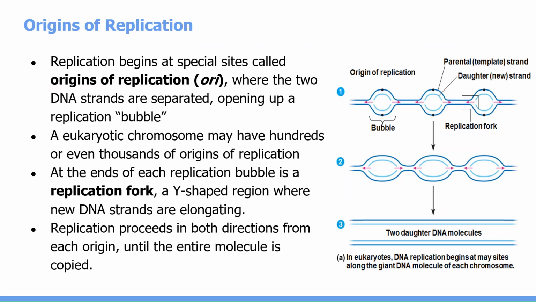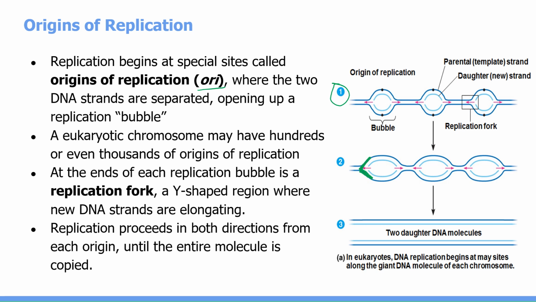So let's start with DNA replication. Replication begins at a special site called the origin of replication, or ORI, where the two DNA strands are separated, opening up like a bubble. And you can see that here in number 1. A eukaryotic chromosome may have hundreds or even thousands of origins of replication. And at this origin of replication, we have the replication fork.